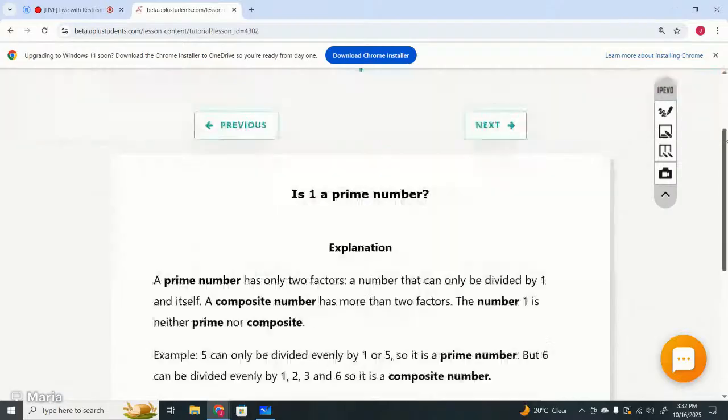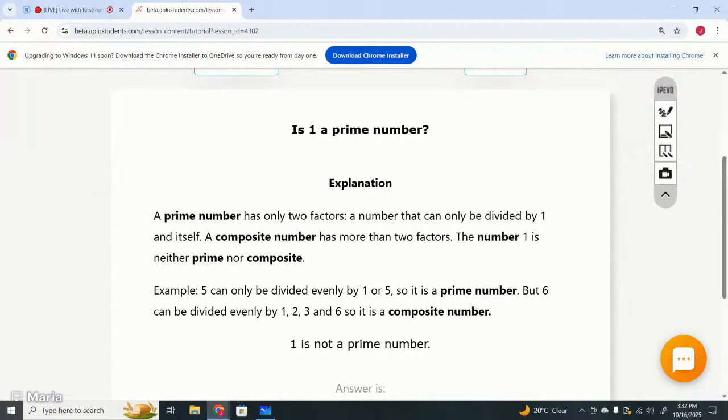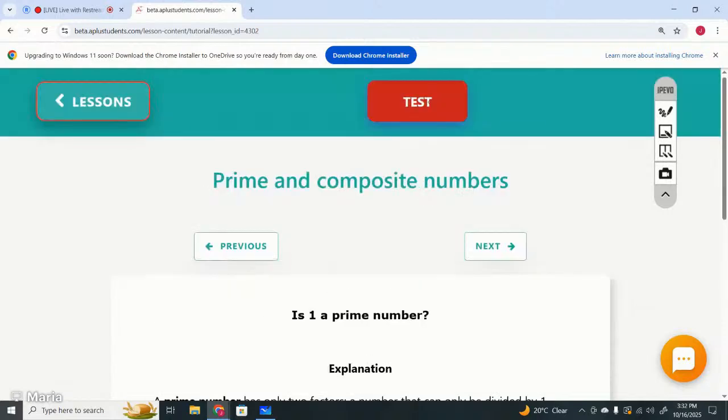Prime and composite numbers. First thing, you need to know the prime number. What is a prime number? A prime number has only two factors. A number that can only be divided by 1 and the number itself. That is a prime number. And a composite number has more than two factors. So the number 1 is neither prime nor composite. Let's just start with the test questions.